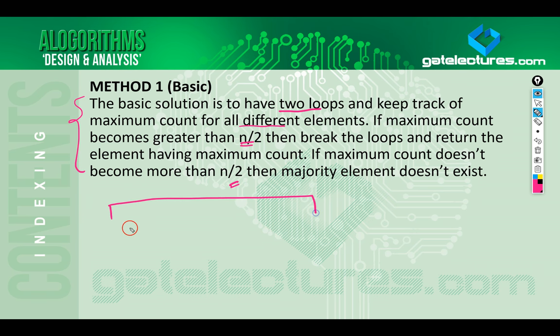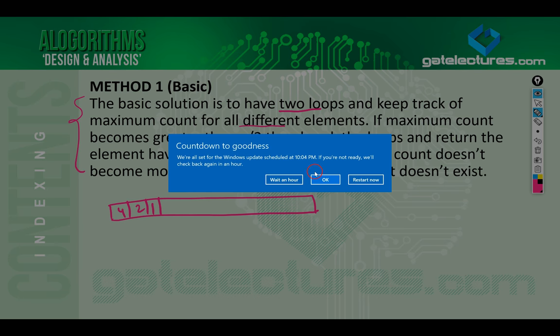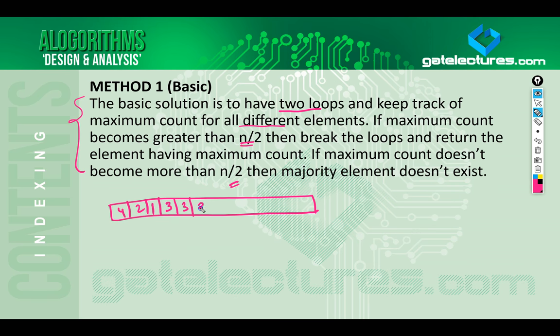Assuming that this is an array having the elements 4, 2, 1, 3, 3, 3, 3, 1, 2, 3, 6, 3, 3. Now, what is the total number of elements here? I'm just making sure that there exists a majority element. It is 1, 2, 3, 4, 5, 6, 7, 8, 9, 10, and 11. So there are a total of 12 elements. How many times is 3 appearing? 1, 2, 3, 4, 5, 6. So at least it should appear one more time. Let us say this is also 3, for example purposes. So 3 is appearing more than 6 times.